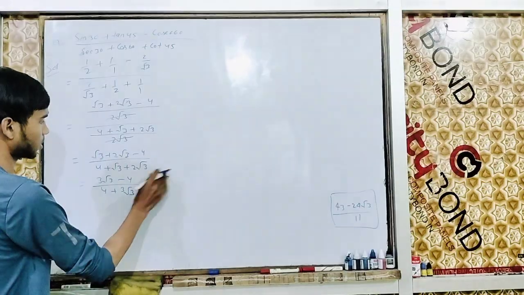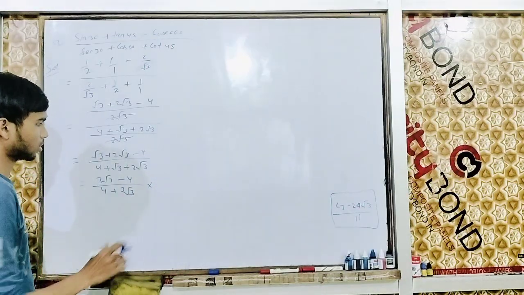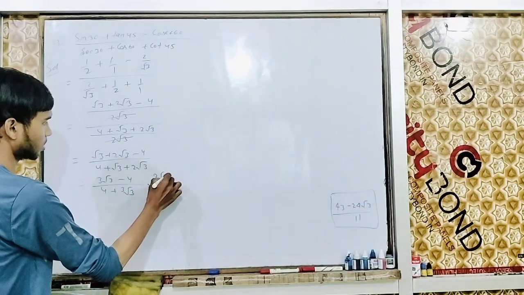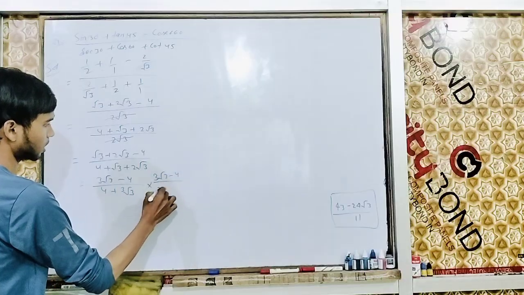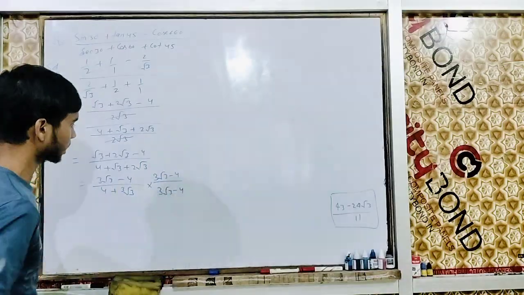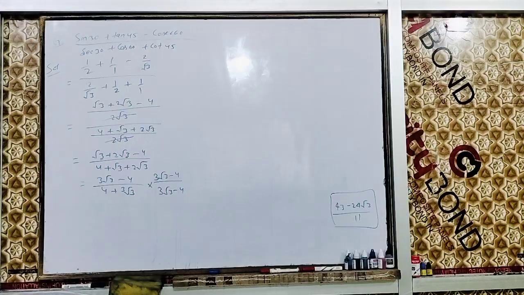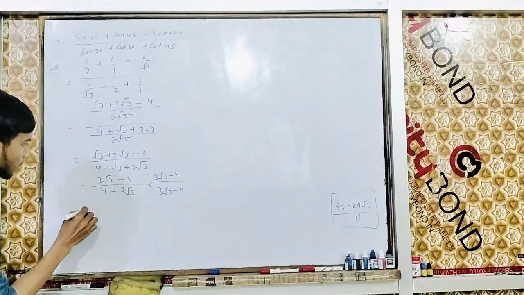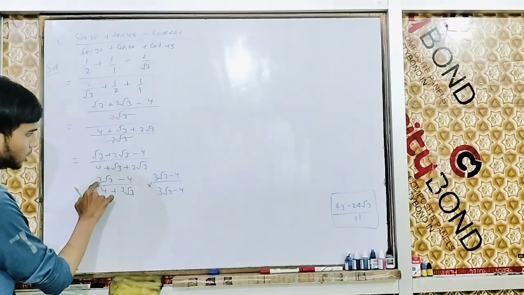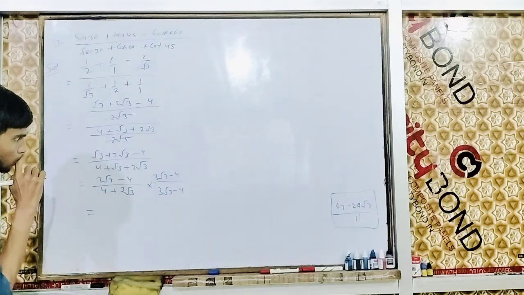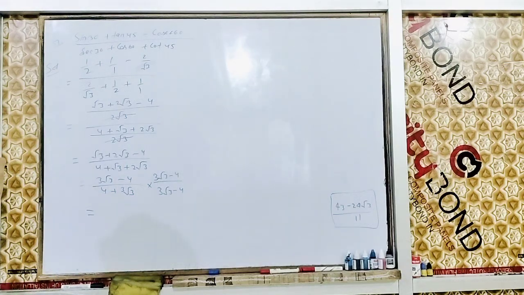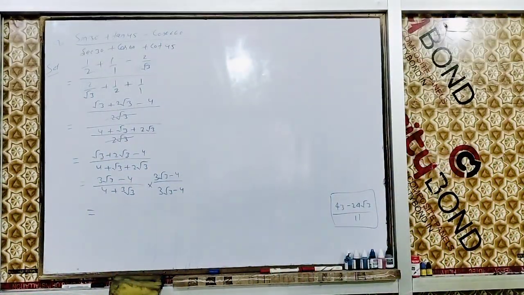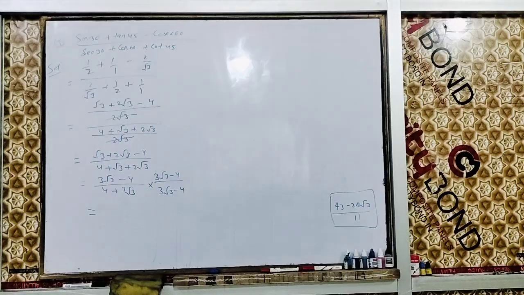Now let's rationalize it. So 4 minus root 3, and then 3 minus 4. Like that we can write. Okay, no problem. Let's multiply. What is happening over here? A minus B, then A minus B. Is it an identity? Algebraic identity?